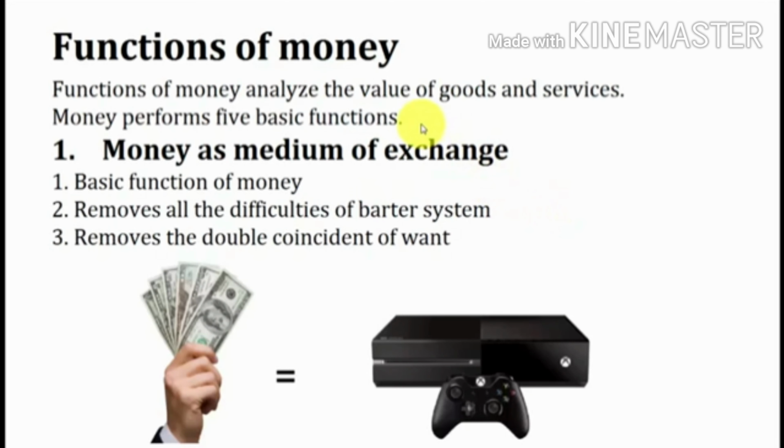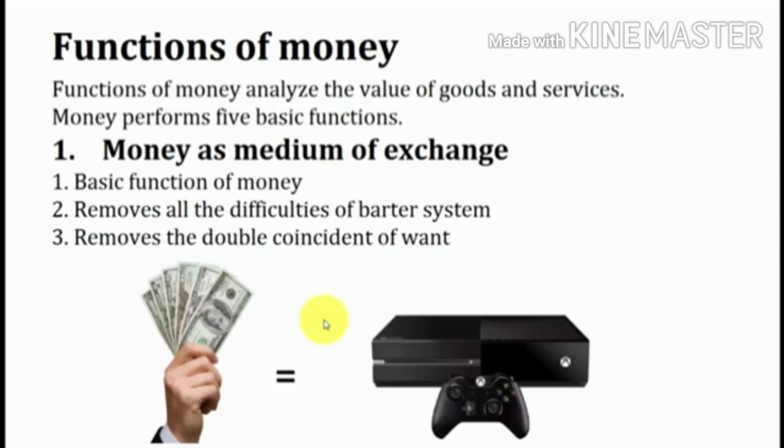There are multiple functions of money, but in this lecture we shall discuss 5 functions. The first one we have is money as a medium of exchange. It is the very basic function of money. Money as a medium of exchange means that we exchange money for the transaction of all goods and services. It also removes all the difficulties of the barter system. In the older days, the barter system was used. In this system, people were exchanging goods for other goods. It also removes the double coincidence of human wants.